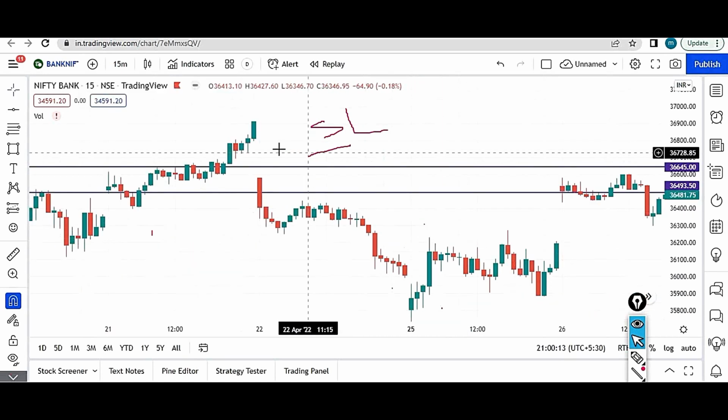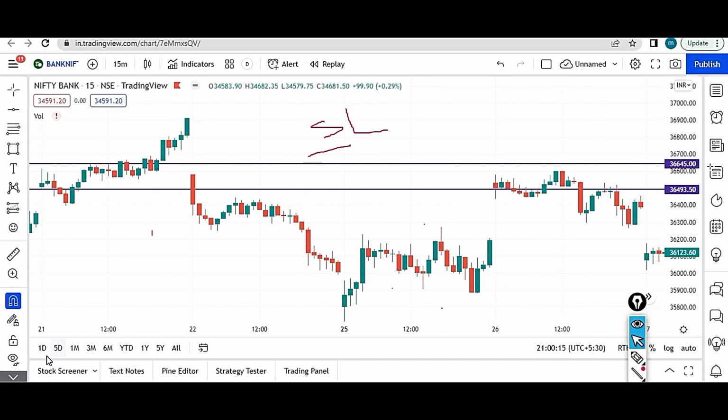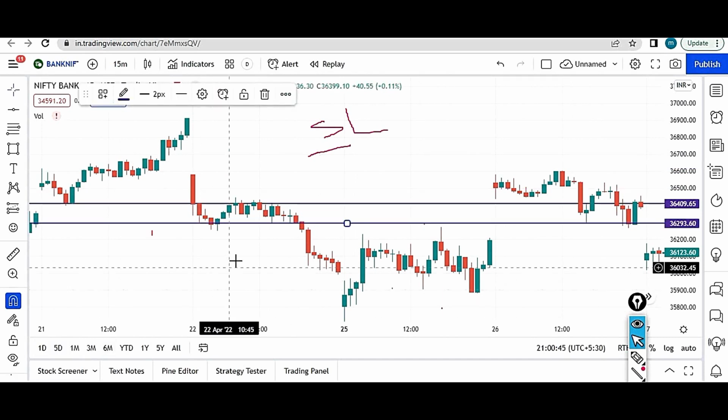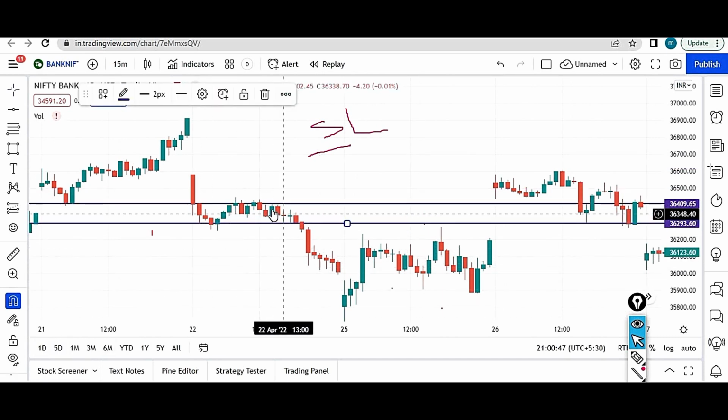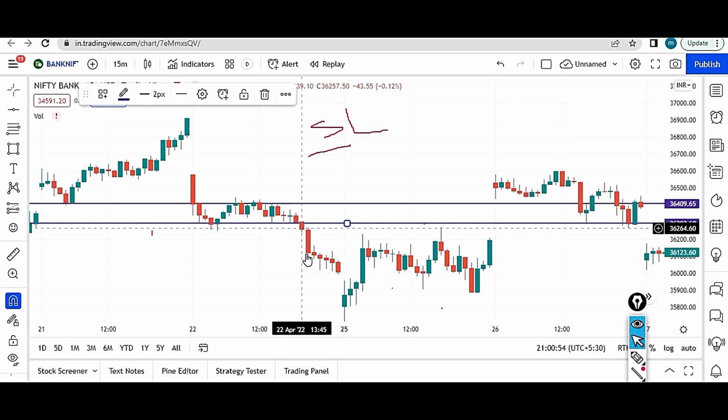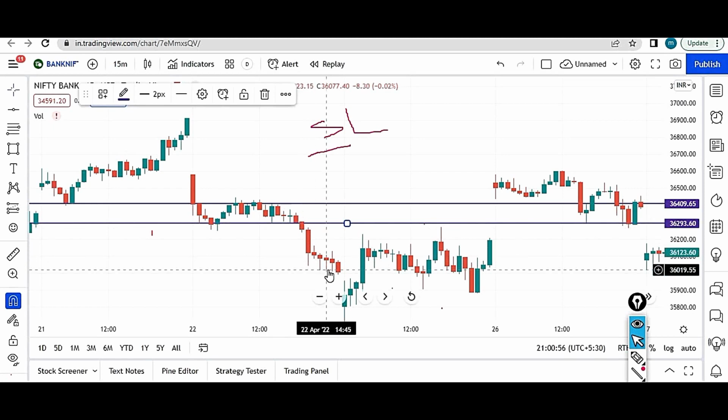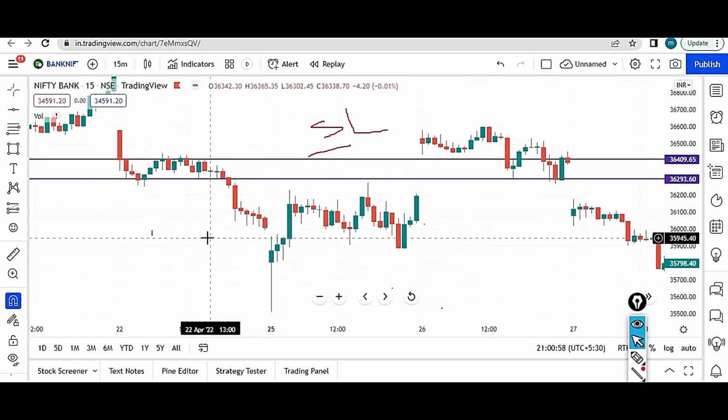No entry was made there. On April 22, this is an inside bar. This is the mother candle. And see, if you entered here, 293, almost 270 points.